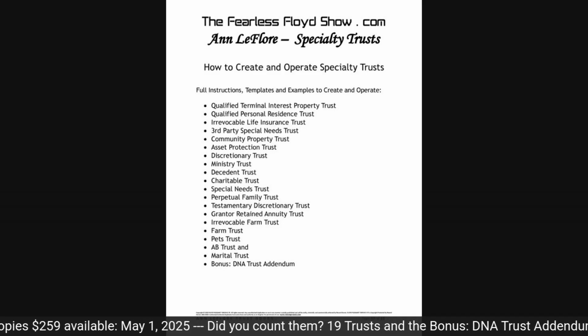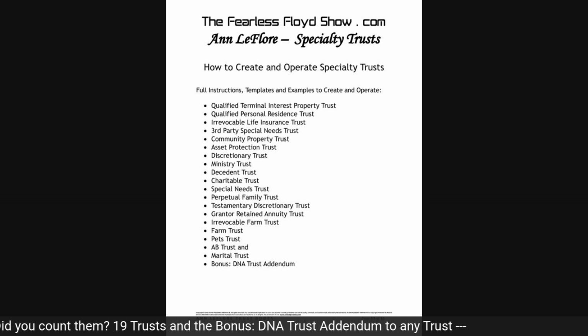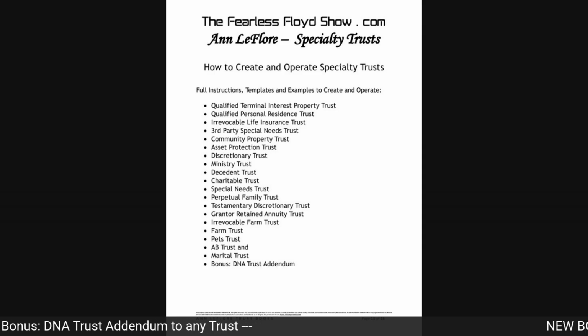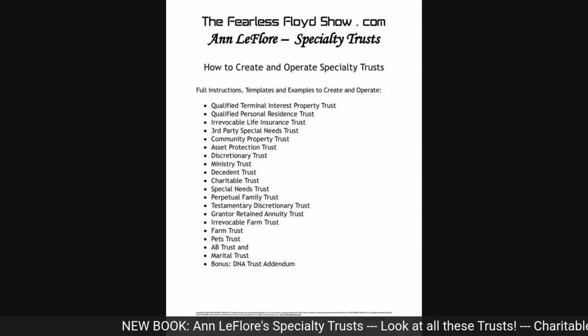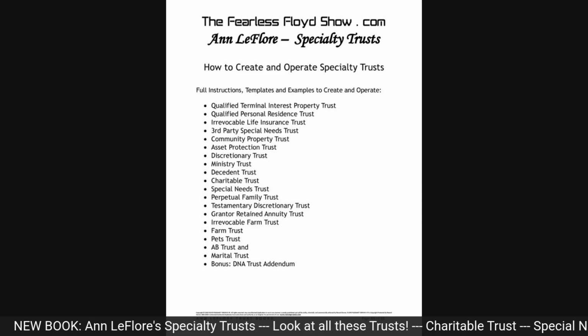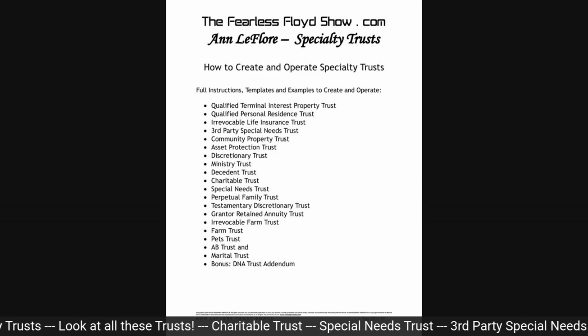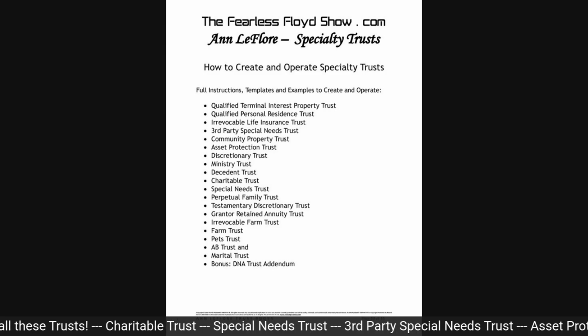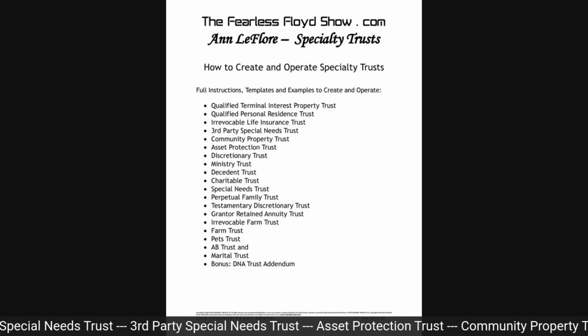So this is all the trusts that are in this book right here. Full instructions, templates, and examples to create and operate. Qualified Terminable Interest Property Trust, which is called a QTIP. Qualified Personal Residence Trust. Irrevocable Life Insurance Trust. Third-Party Special Needs Trust. Community Property Trust. Asset Protection Trust. Discretionary Trust. Ministry Trust. Decedent Trust. Charitable Trust.